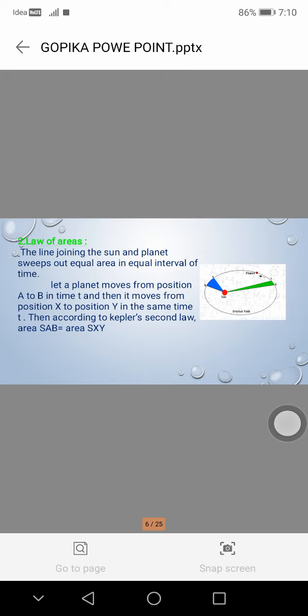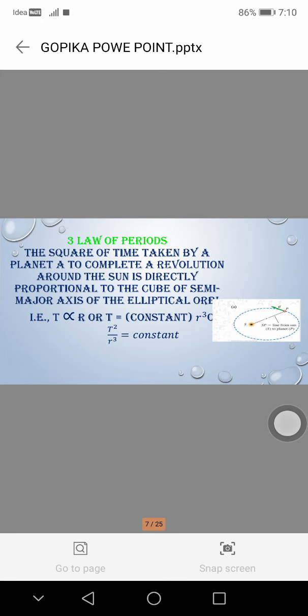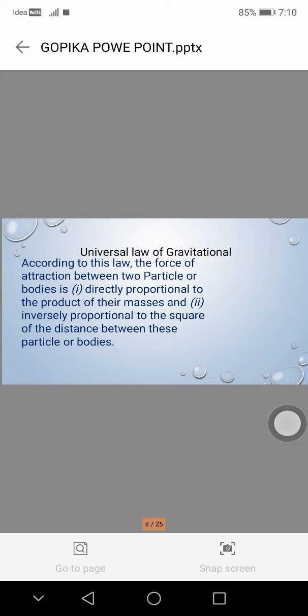Let a planet move from A to B in time t, and then it moves from position X to position Y in the same time. Then according to Kepler's second law, as mentioned in the figure, area SAB equals area SXY. Third law, law of periods: the square of the time taken by a planet to complete a revolution around the sun is directly proportional to the cube of the semi-major axis of the orbit. T squared is proportional to R cubed, so T squared equals a constant times R cubed.